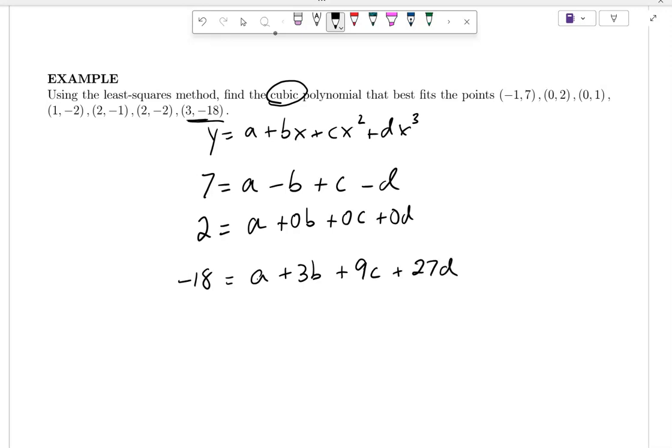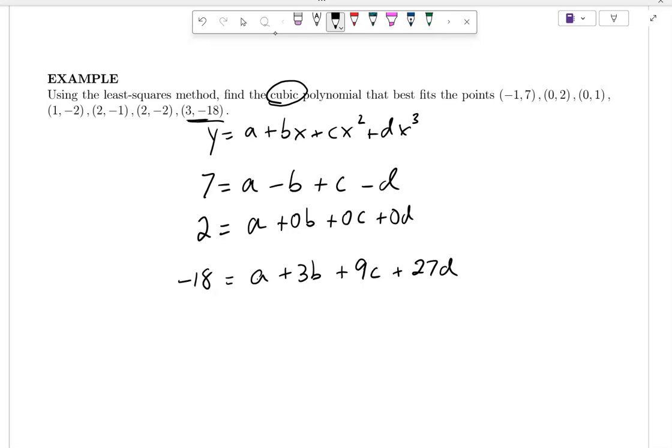How am I getting those numbers? Well, I'm plugging in the x value for x, right? So I get a 3B, a 9C, a 27D. Again, I have 7 equations of 4 unknowns here, but what's the coefficient on the A every single time? 1. What's the coefficient on the B? The x, right? What's the coefficient on the C? X squared, and the one on the D is the x cubed, right?